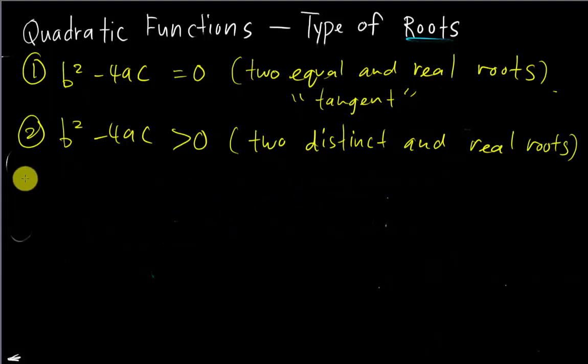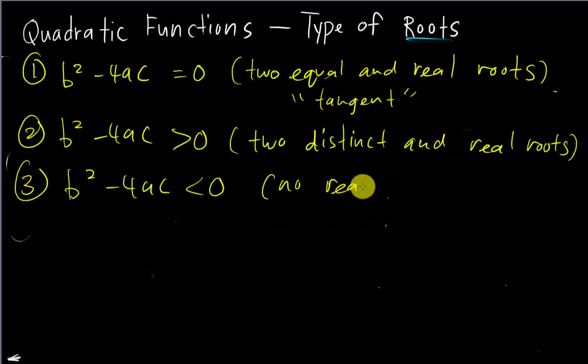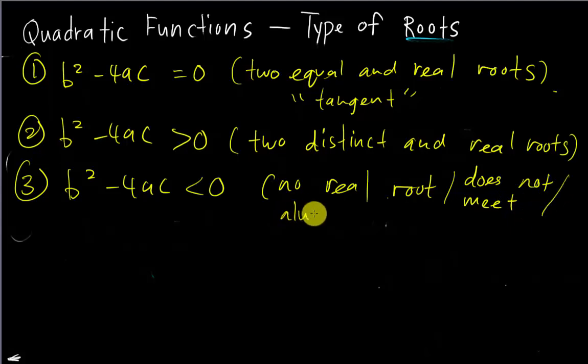And the last one is b squared minus 4ac less than 0. This one means no real roots. Sometimes they will say does not meet, does not intersect, or they will say always positive, always negative. So there are a lot of terms for b squared minus 4ac less than 0.